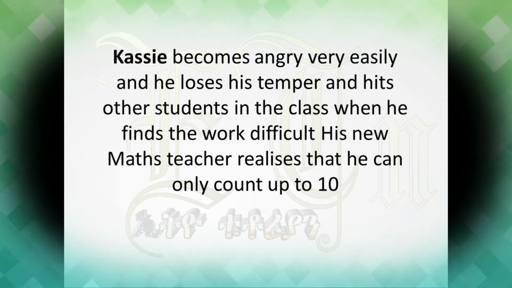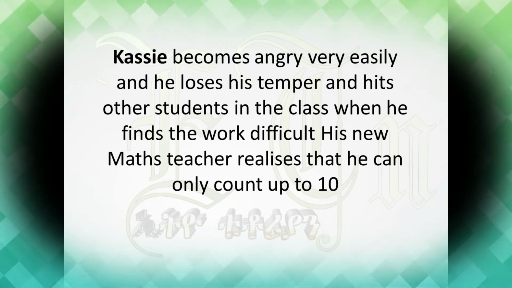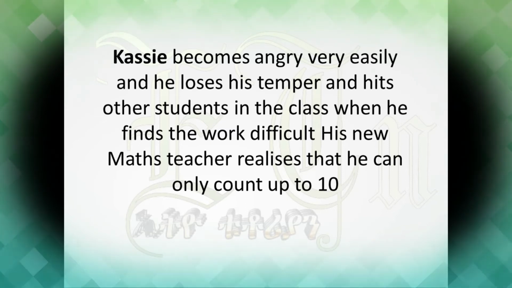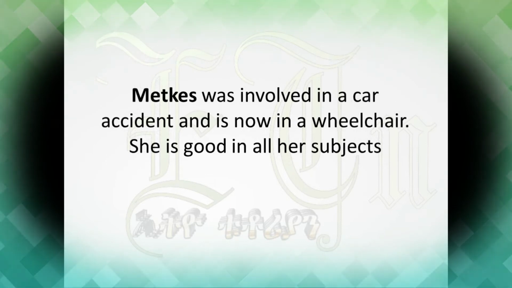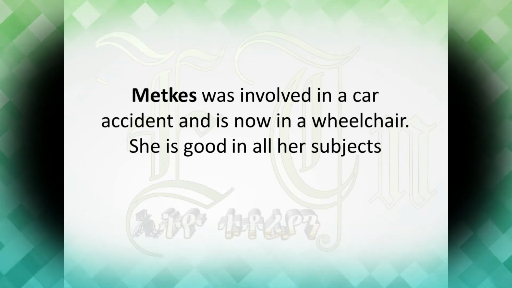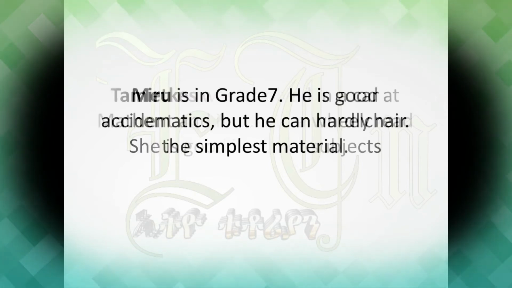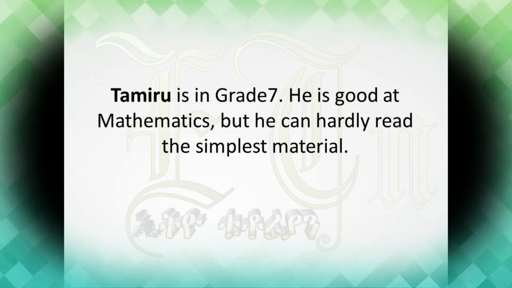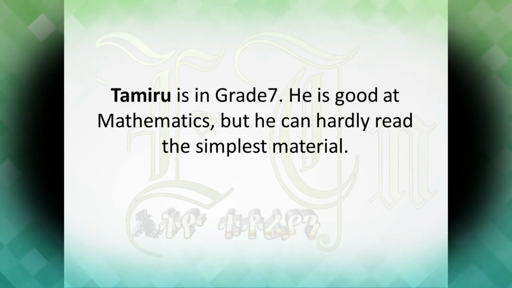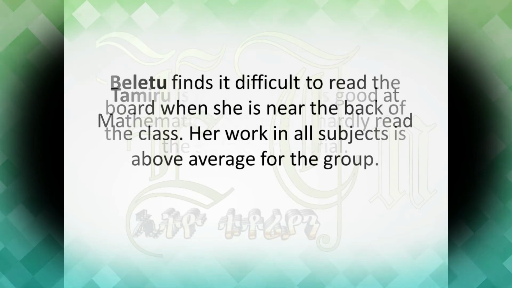Cassie becomes angry very easily and he loses his temper and hits other students in the class when he finds the work difficult. His new maths teacher realizes that he can only count up to 10. Metx was involved in a car accident and is now in a wheelchair. She is good in all her subjects. Tamaram is in grade 7. He is good at mathematics, but he can hardly read the simplest material.